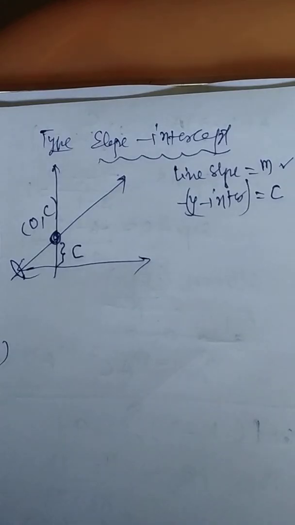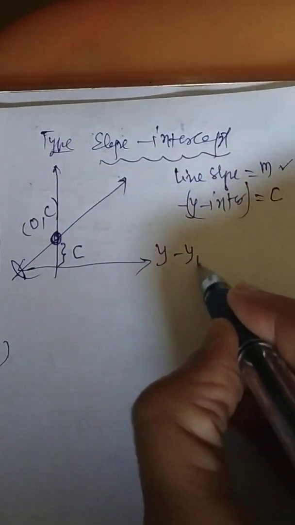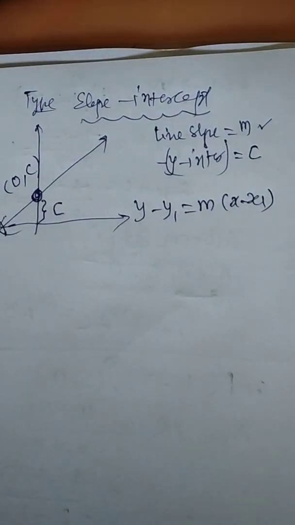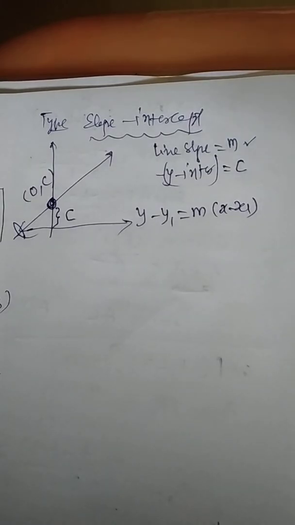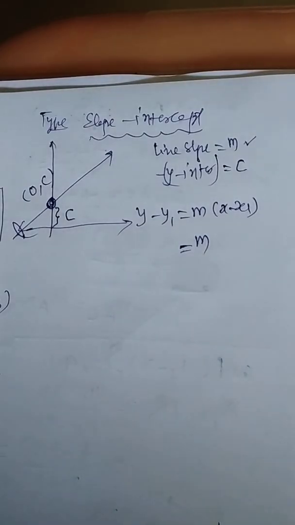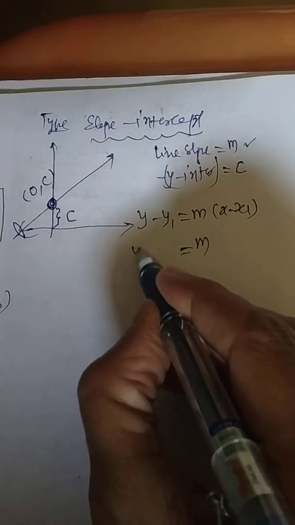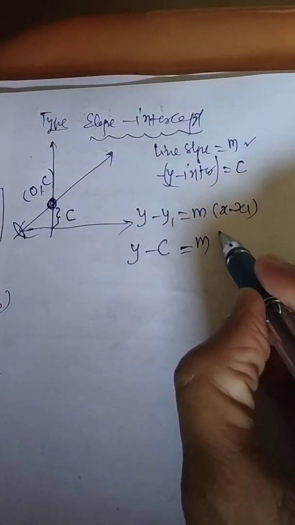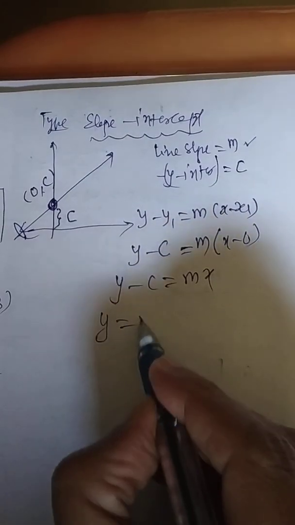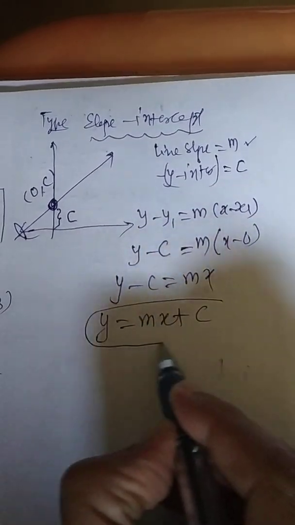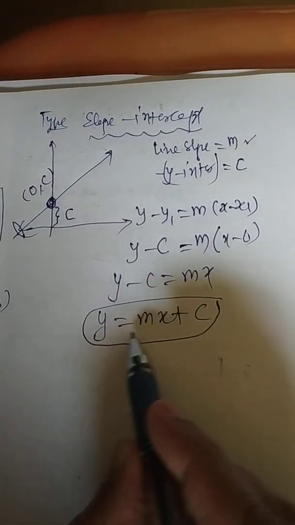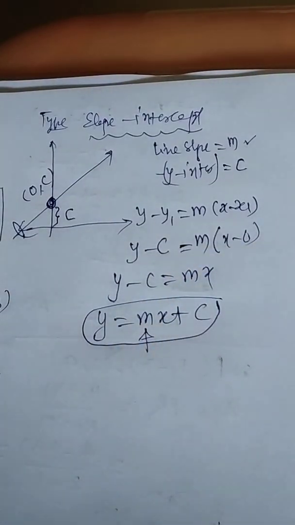Now, can I use the form y minus y1 is equal to m into x minus x1? Can I use this one? Yes. The reason, you know the slope and one of the points. What is the slope given for this line? m. So I will be keeping m as m only. Now, y minus y1 is nothing but y minus c, x minus 0. So it will be y minus c is equal to mx. Most of the time you write y is equal to mx plus c, which is nothing but the equation of the line, where m is the slope and c is the y intercept.